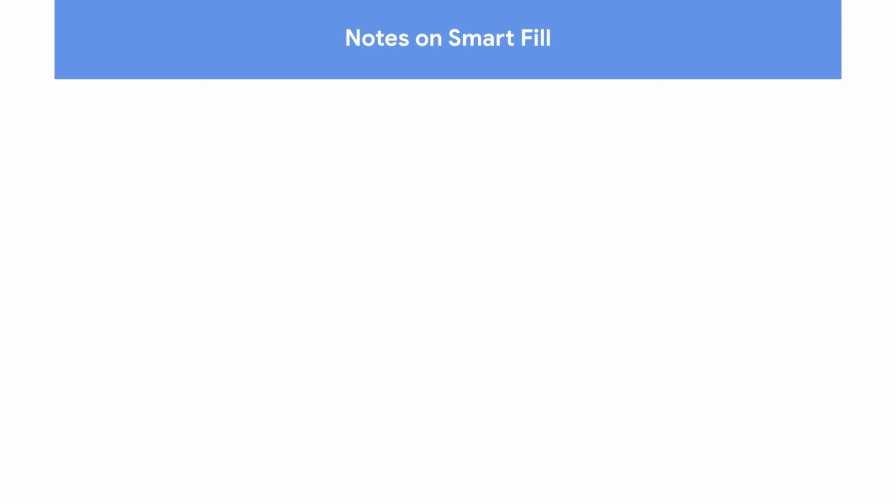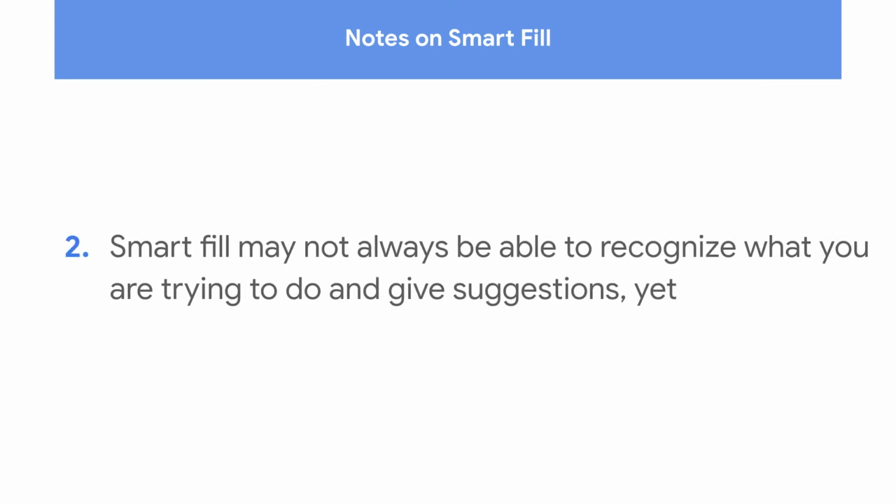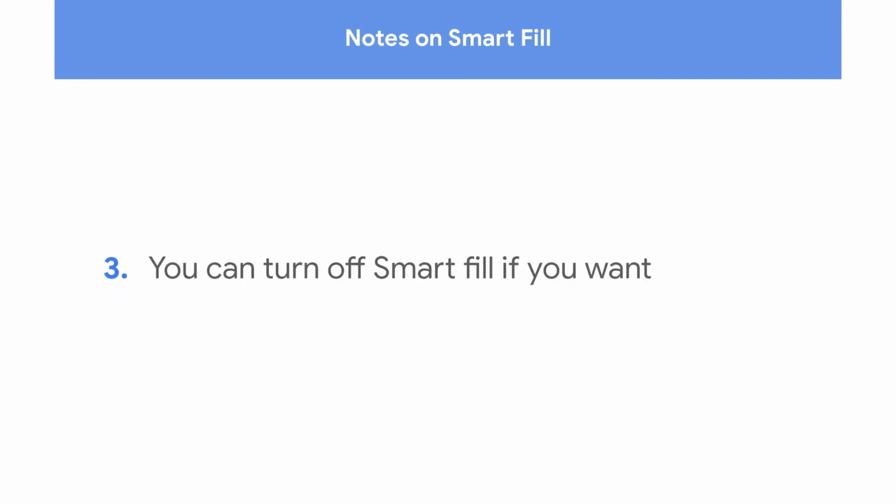This is a summary of some things to note about Smartfill. First, depending on the complexity of the pattern, Smartfill will require between 2 to 6 examples. Second, Smartfill may not always be able to recognize what you are trying to do and give suggestions yet. As was seen, mixed cases and middle names present a problem, but it is still being upgraded, so it should be able to do all that soon. And lastly, you can turn off Smartfill if you want. To do so, go to Tools on the menu bar and deselect Autocomplete.